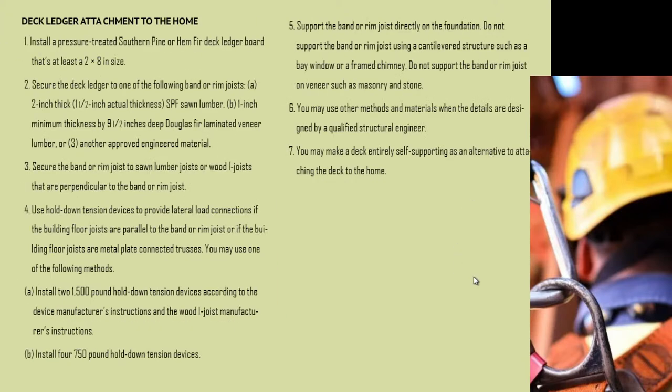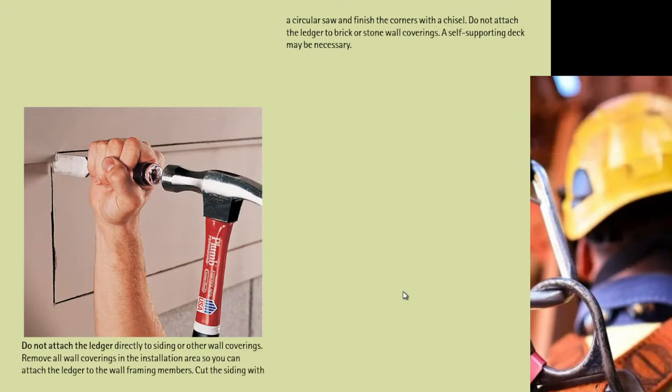Okay, so that is the hanger. Now, the deck ledger attachment to the home. Do not attach the ledger directly to siding or other wall coverings. Remove all wall coverings in the installation area so you can attach the ledger to the wall framing members. Cut the siding with a circular saw and finish the corners with a chisel.